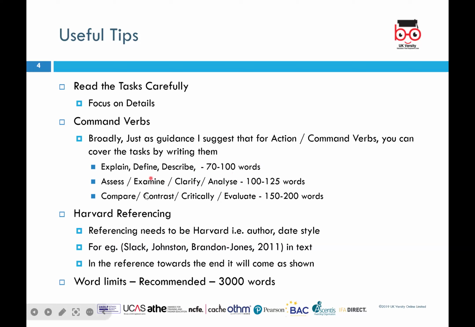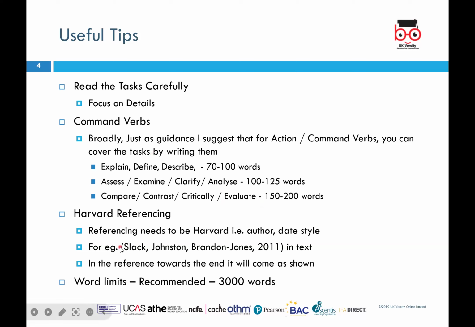Now, to assess, to examine, to clarify, to analyze, if the command verb in the task says any of these, it should be done over 100 to 125 words. And if you have more critical analysis, it says compare, contrast, critically evaluate, or critically analyze or evaluate. This should be covered under 150 to 200 words. Okay, that's about the command verbs.